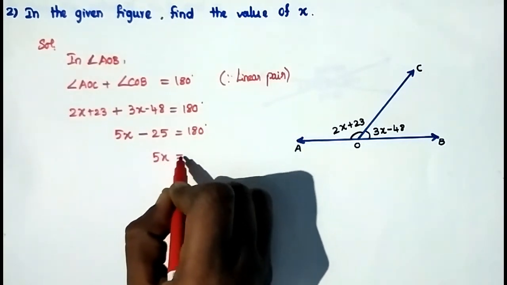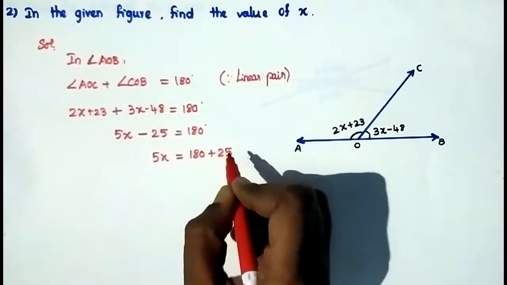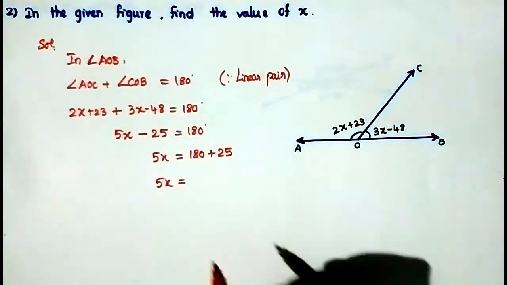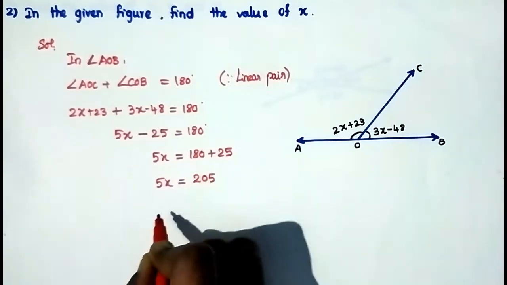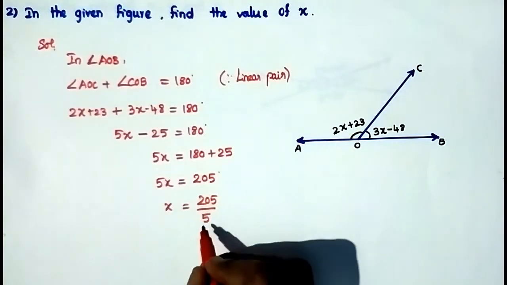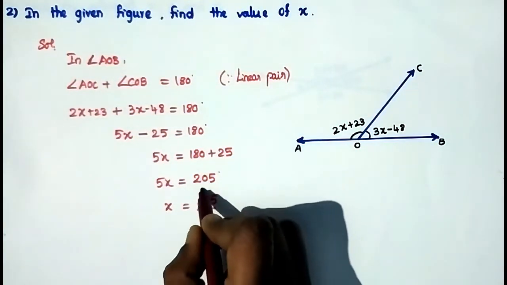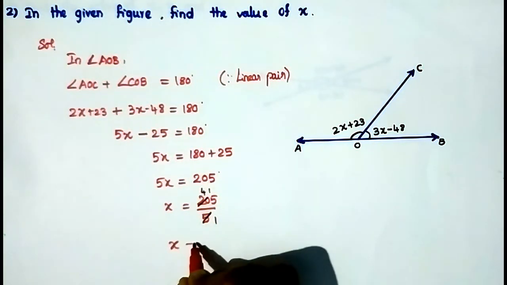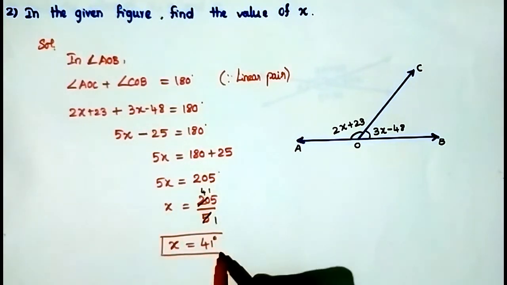So 5x equal to minus 25, bring this side, means plus 25. 5x equal to, that is 180 plus 25, 205. So x equal to 205 divided by 5. Cancellation. 1 5 is 5. 4 5s are 20 and 1 5 is 5. So x equal to 41 degree. That is the answer.